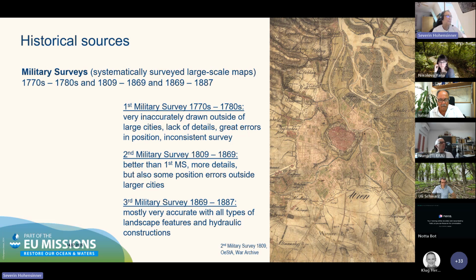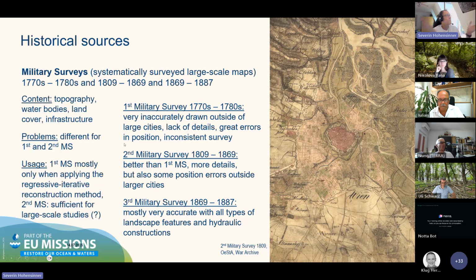And the third military survey, from 1869 to 1887, is really a good source, mostly very accurate, with many types of information: landscape features, hydraulic structures. They even often distinguish between wooden bank protections and bank protections made of stone and so on. And here the content is topography, which is important in floodplains, for terrain depressions, for trenches, for abandoned river arms, water bodies, land cover, infrastructure.